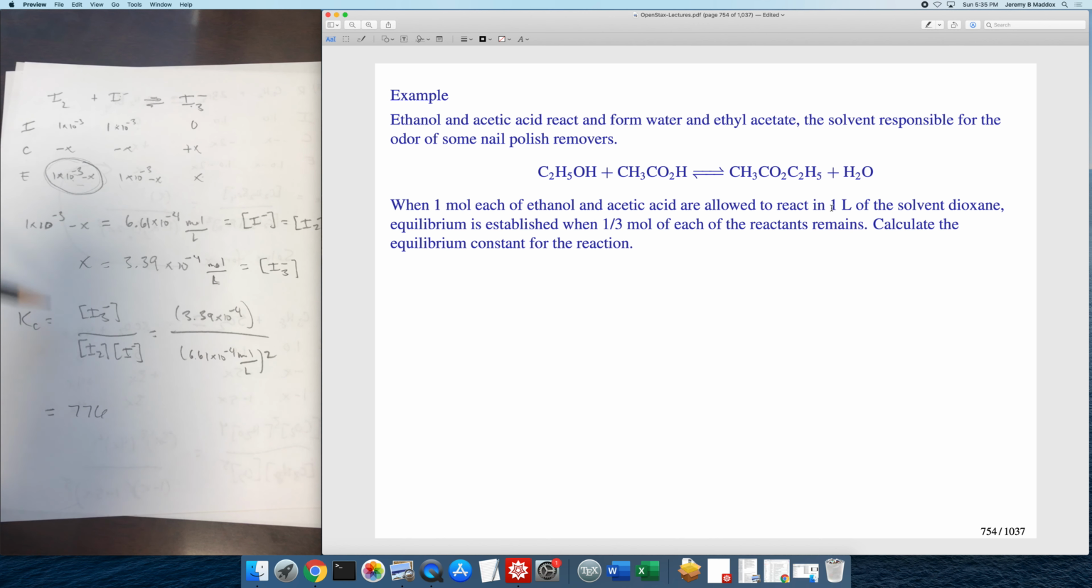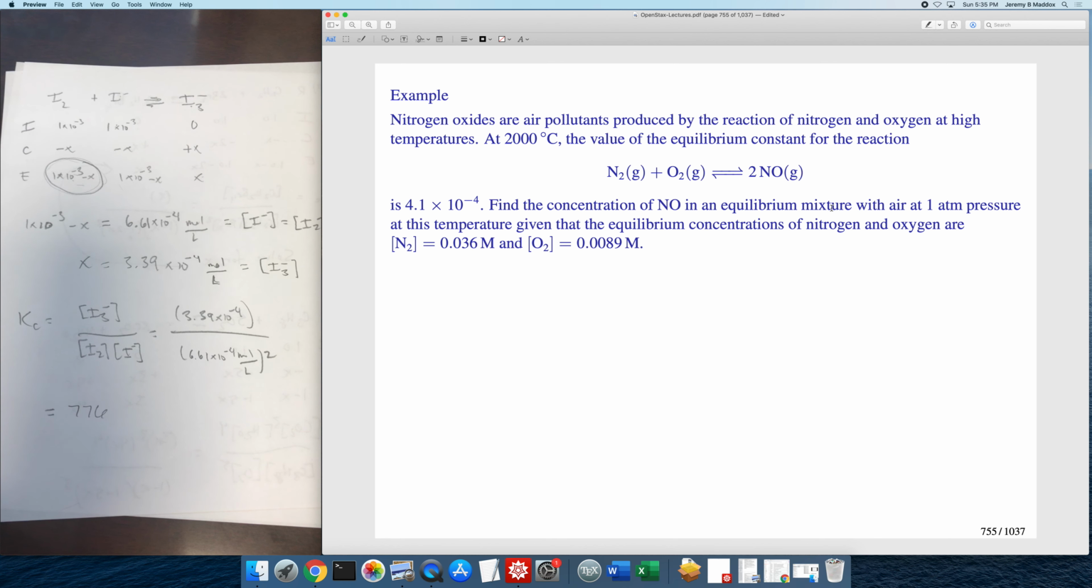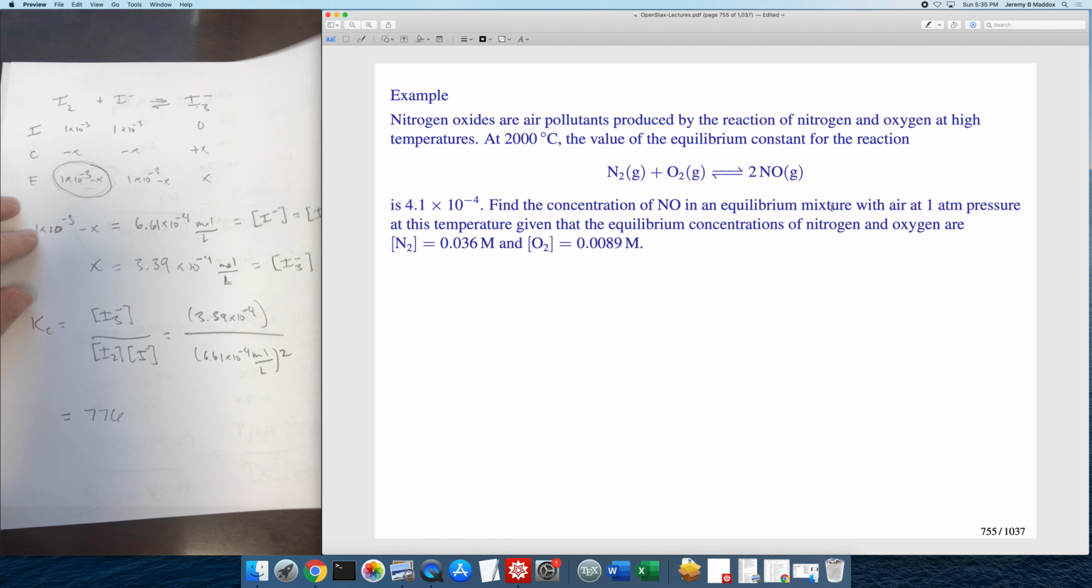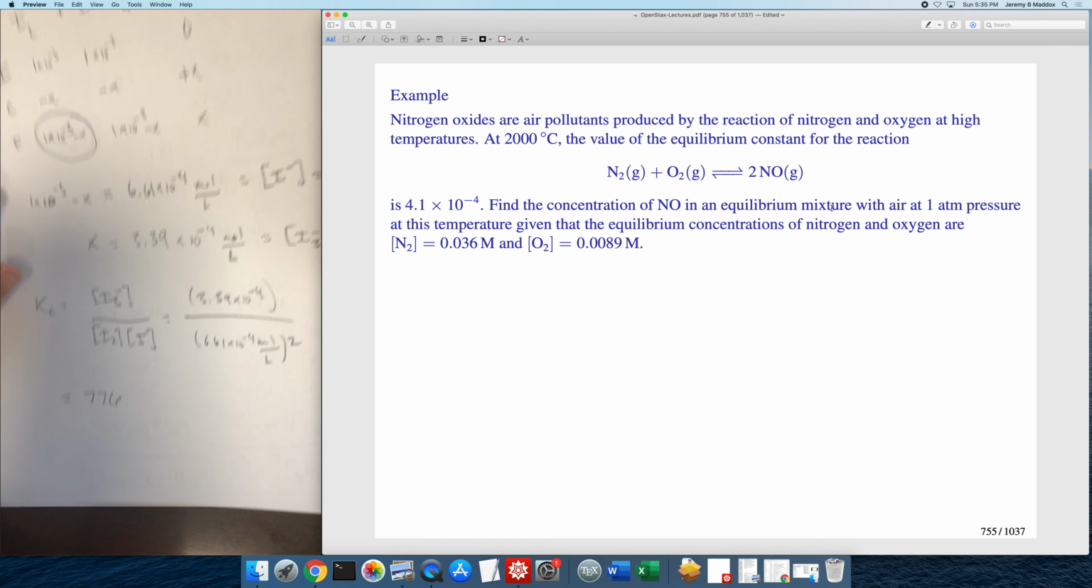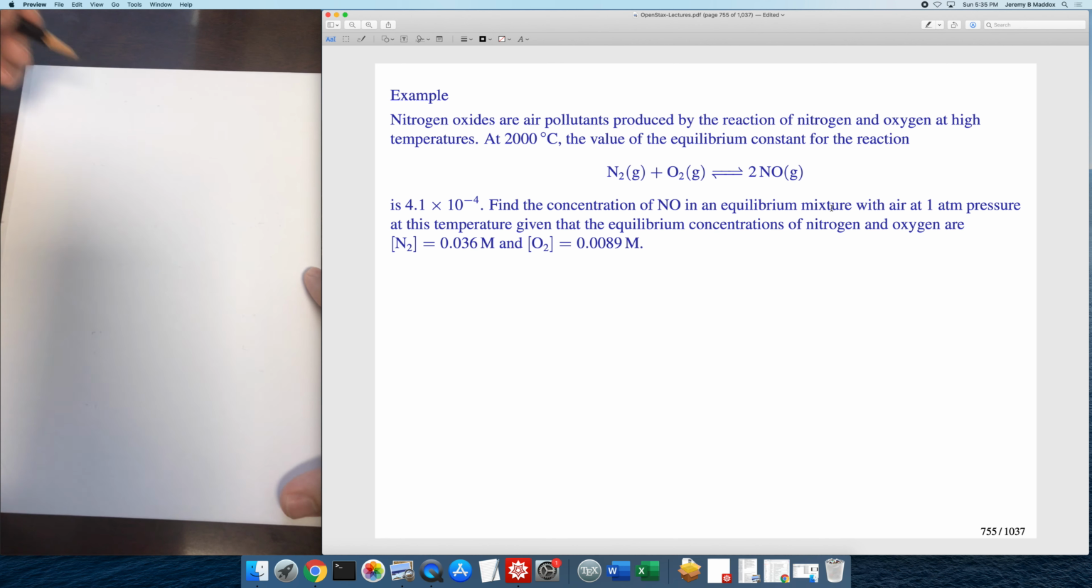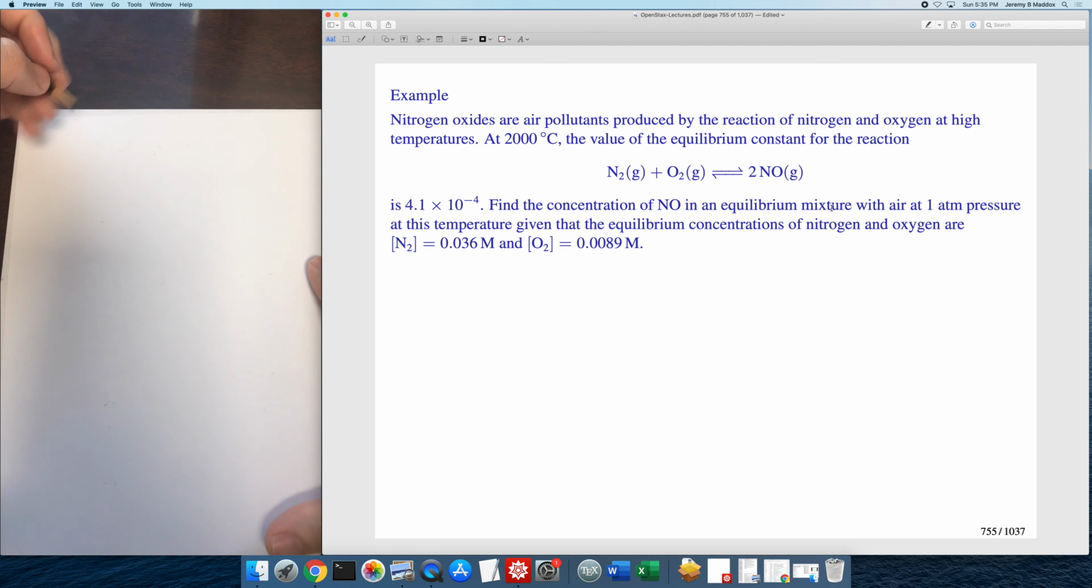And ultimately, they want you to calculate the equilibrium constant. I'm thinking this one's probably a little different. So we've got the reaction involving nitrogen and oxygen. They give us the equilibrium constant, and they're asking us to find the nitrogen monoxide concentration given the concentration at equilibrium of nitrogen and oxygen. And so what this problem is going to do, we don't actually need an ice table for this problem.